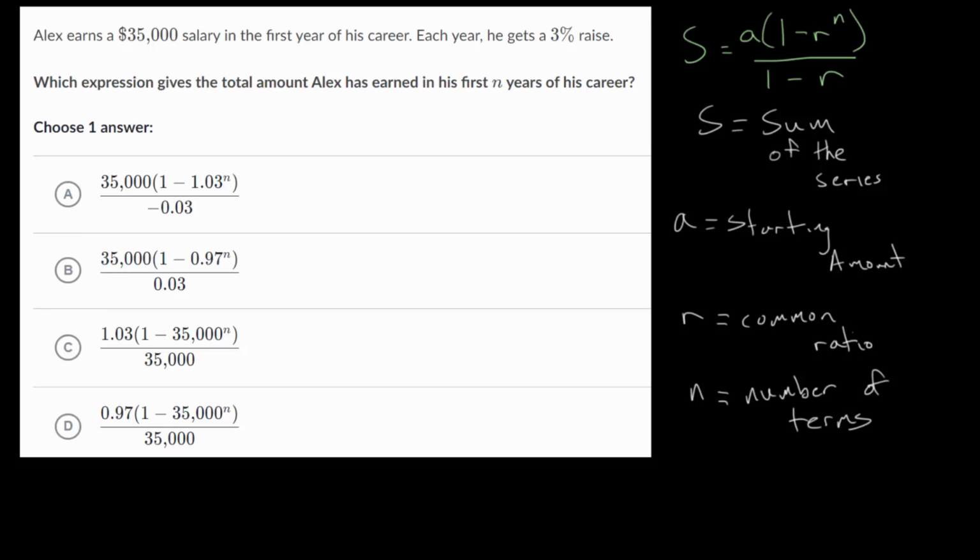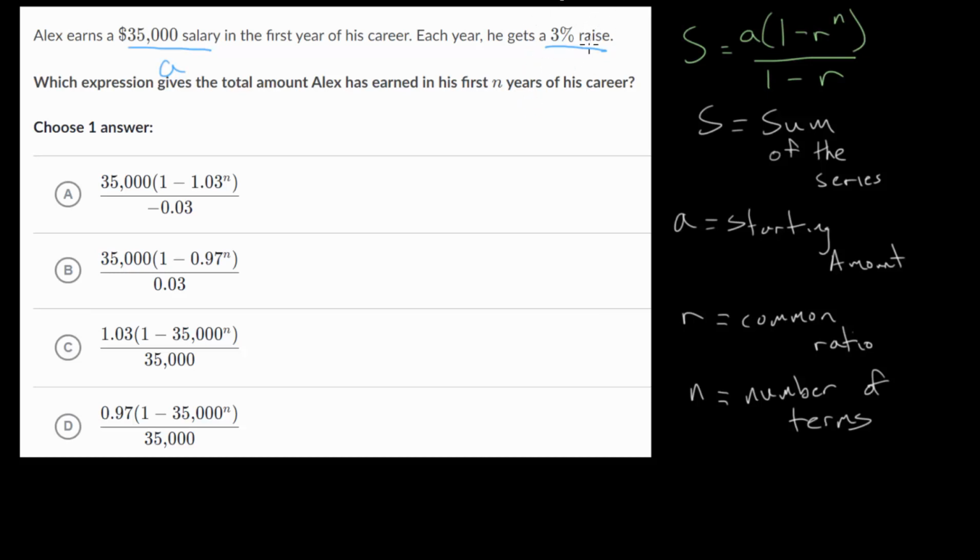So let's look at one final problem where we're dealing with a word problem and a finite geometric series. This one's a little bit more challenging, but it begins by Alex earning a $35,000 salary in his first year of his career. So that's our starting amount. That's A in the formula that I just recopied. And each year he gets a 3% raise. So every year, the amount of money he will make will increase by 3%.